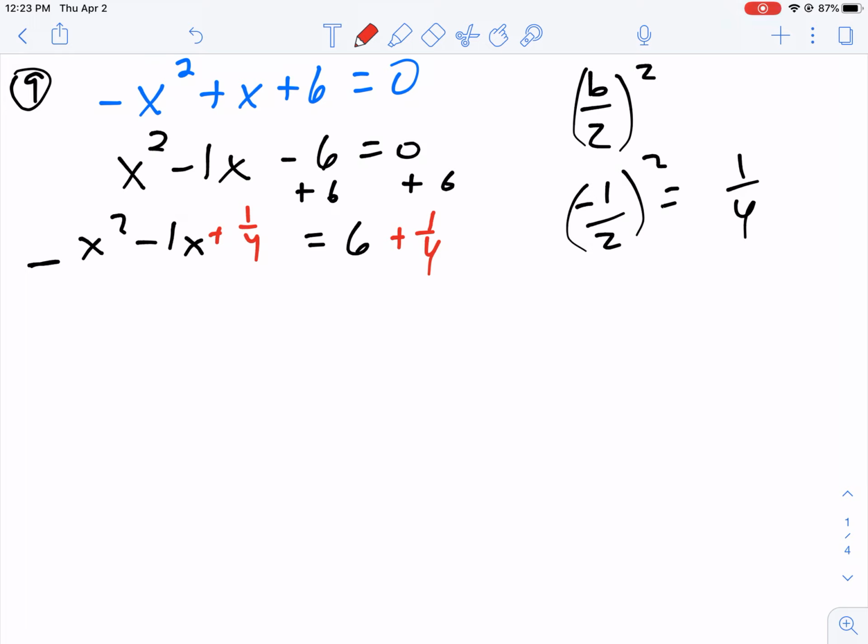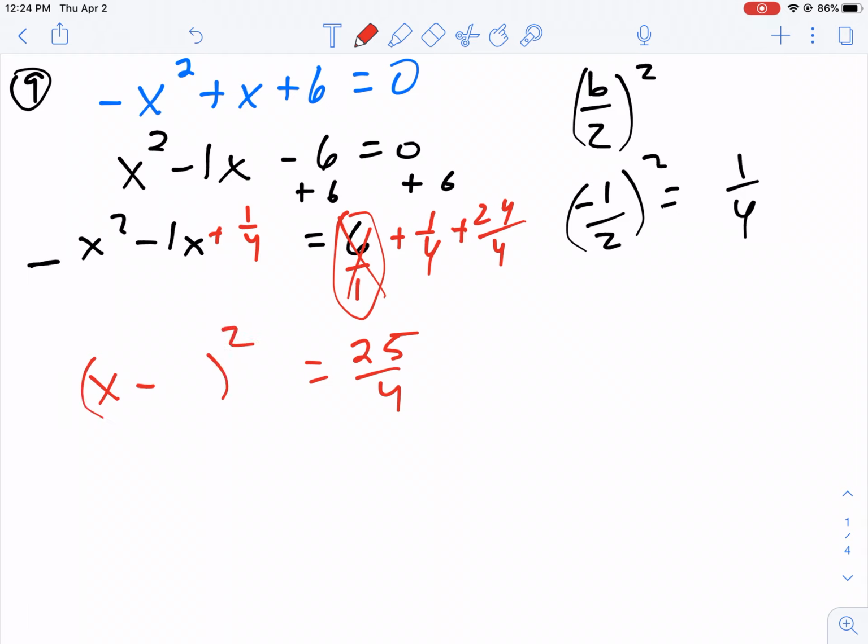So by adding 1/4 to both sides, now we're going to have to basically solve this. But the only thing is this is 6 over 1, and whenever you add fractions, we're going to have to multiply 4 to both of these, so that 6 over 1 becomes 24 over 4. So plus 24 over 4. That simplifies to 24 over 4 because you have to have a common denominator. So we're going to have 25 over 4 equals x minus something squared.